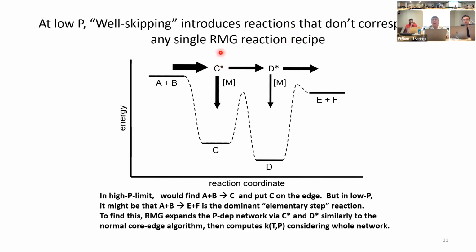So if you do RMG the way you guys have learned it so far, all you would get was A plus B reacts to C. Boom, all done. And then if C accumulates to a high concentration, you would say, okay, and C goes to D. And then if D accumulates to a high concentration and you're running at a high enough temperature, maybe you also get D goes to D plus F. So you get those three, that would be it. But in reality, I want to get this one because that's actually the main reaction at low pressure. A plus B goes to E plus F. So I need to change how RMG is going to construct the reaction network.